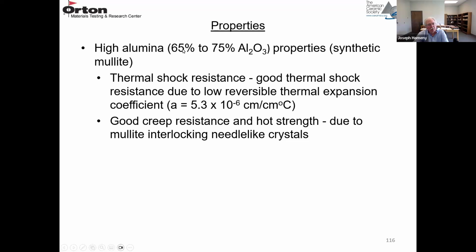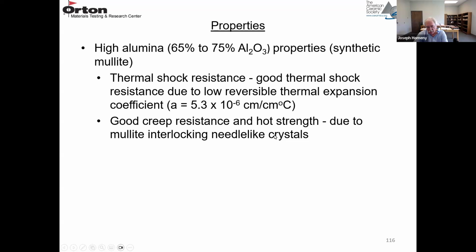So these materials, 65, 75% alumina, are going to be synthetic mullite. And I mentioned thermal shock resistance. Mullite has a thermal expansion coefficient of 5.3 times 10 to the minus 6 per degree C. The centimeters cancel. Alumina is about 8.5 times 10 to the minus 6, and MgO is about 13.5 times 10 to the minus 6. So you can see one of the advantages of a mullite-based material, the lower thermal expansion is going to give good thermal shock resistance.